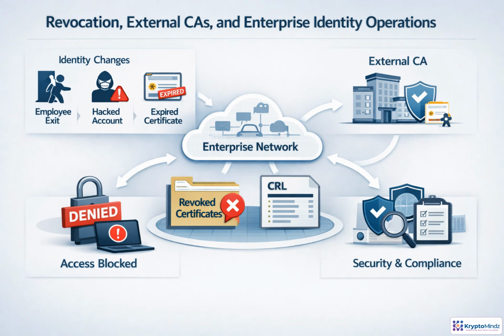Identity management is an ongoing operating process, not a one-time setup. If a supplier admin leaves or an account is compromised, the certificate must be revoked quickly. The MSP uses a certificate revocation list, or CRL, to reject that identity across the network. Many enterprises connect Fabric to an external CA, so revocation, renewal, audit evidence, and compliance controls follow the security processes the organization already trusts.